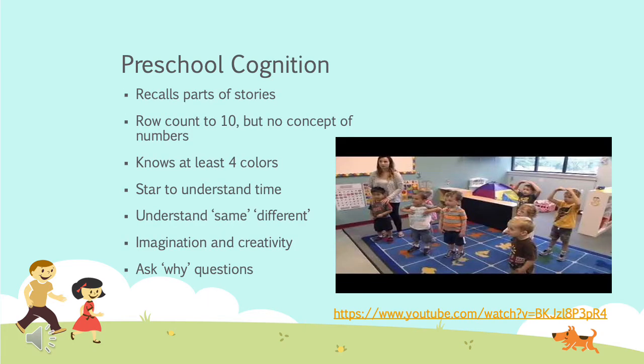Cognitively, the preschooler is going to start to recall parts of stories in a little bit more detail, as you saw in the video previously. They can row count, which is counting consecutively from 1 to 10, so 1, 2, 3, 4, 5. But they don't really have a good concept of what numbers mean, and even though they count 3 markers, they don't understand that the number 3 means 3. They know at least 4 colors, usually the primary colors. They start to understand time, usually morning, evening, night, not necessarily full clock time.